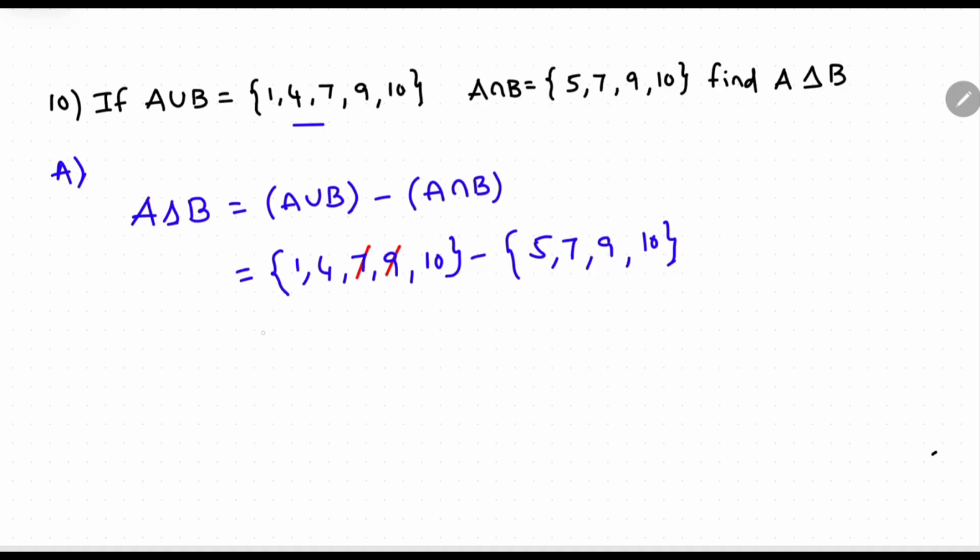Okay, so what are the left out elements there? So 1, 4, and we can also cancel 10. So 1 comma 4 are the elements which are only in the A union B.